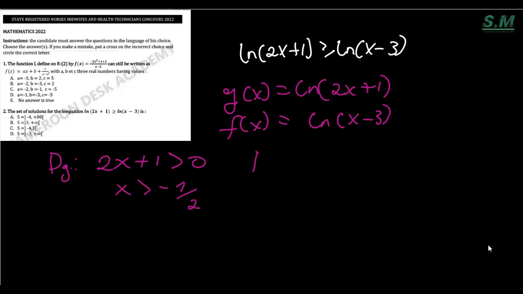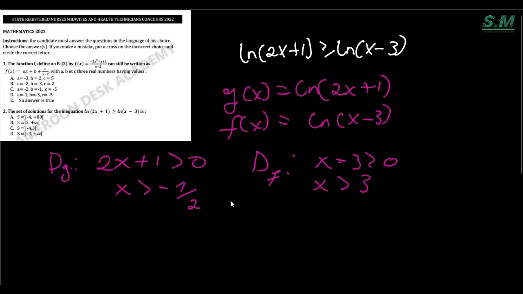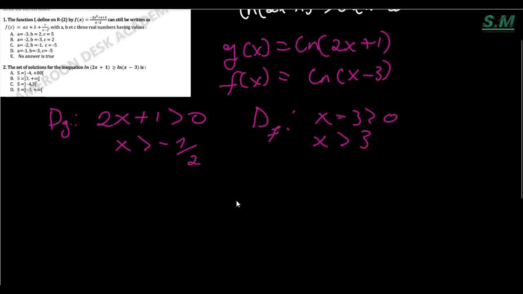And for the function f, it has a domain Df such that x minus 3 should be strictly positive, where we get that x should be strictly greater than 3. So the natural logarithm of 0 does not exist. So in order for us to solve this inequality, we have to take into consideration the domains of the functions.